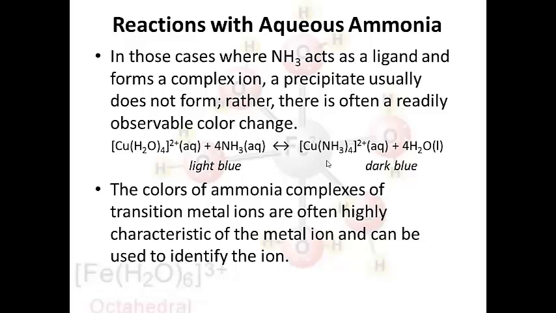The colors of the ammonia complexes of the transition metals are quite characteristic, and these colors can be used to help identify the ion, which is the objective of this lab: to find out and identify what ions are in your unknown solution.